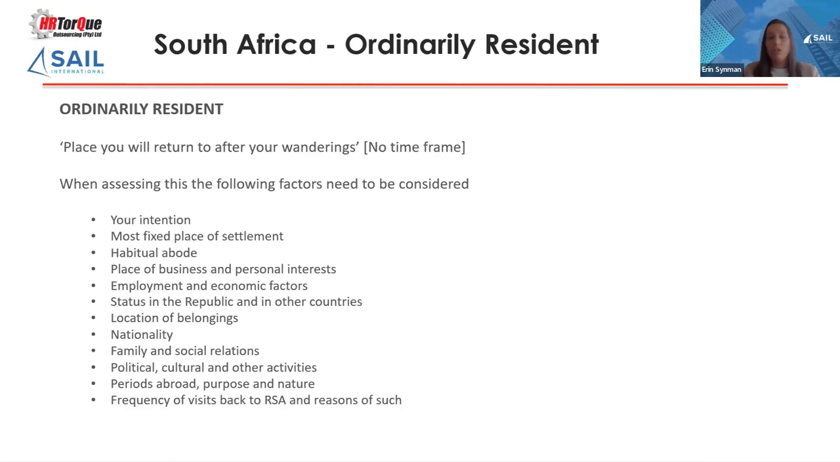So whilst you could tick all of these boxes, where I've gone through this list now and say, oh, I might only just have my medical aid back in South Africa, just be very wary of that because SARS can use that to deem you to be a South African tax resident. As you said, Erin, it's not objective. It's very subjective. And again, the burden of proof is on you.